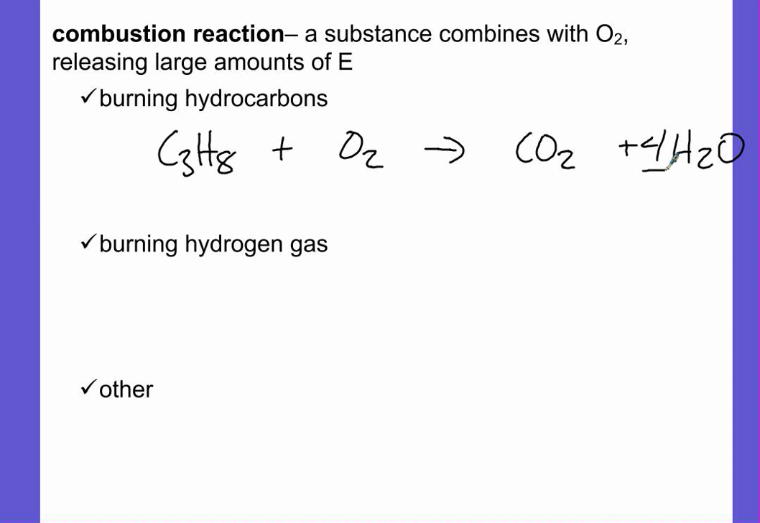But since I have 8 hydrogens on both sides, and I'm also going to need 3 carbons on both sides, that means that on the right, I actually have 3 times 2 is 6, and then 4 times 1 is 4, so I have 10 oxygens total, which means I need 5 diatomic oxygens on the left. Otherwise, if I just change it up slightly, things might end up different.